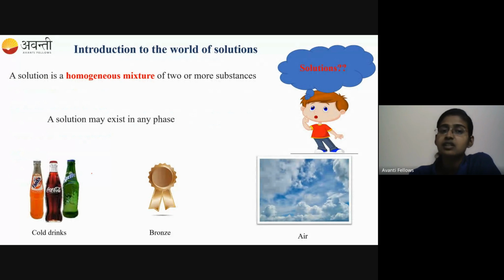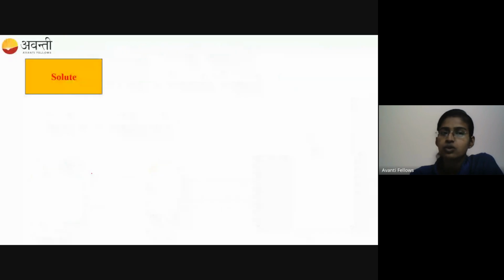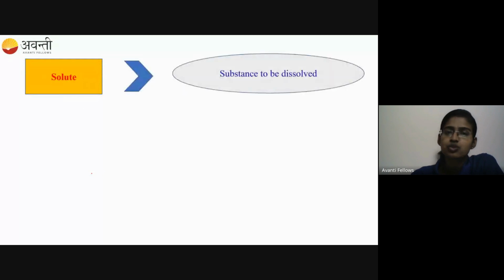It may exist in any phase, liquid phase or solid phase or gaseous phase. In cold drinks, it is in liquid phase. In bronze, it is in solid phase, right? In air, it is in what phase? Gaseous phase. Now coming to the term solute. What is a solute? A substance to be dissolved is called a solute. The substance which is going to get dissolved is called a solute.